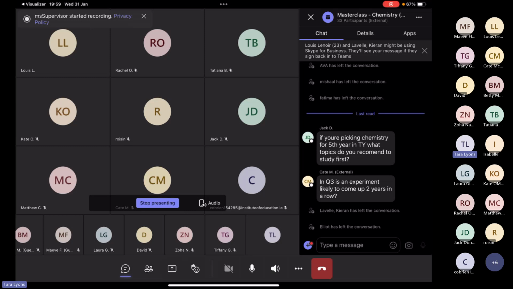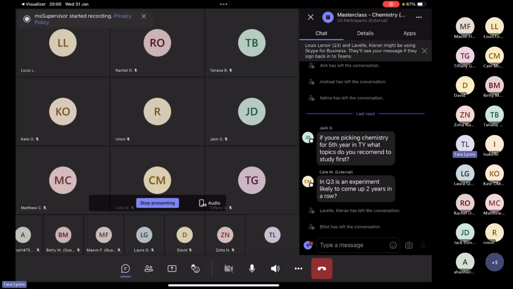And Kate, is question 3 an experiment likely to come up 2 years in a row? They've never, Kate, in question 1, 2 or 3, given the same experiment 2 years in a row, ever. There's always been a gap of more than that. Now, a 3 year gap is possible, but I have never ever seen the same experiment come up in questions 1, 2, and 3, 2 years in a row.